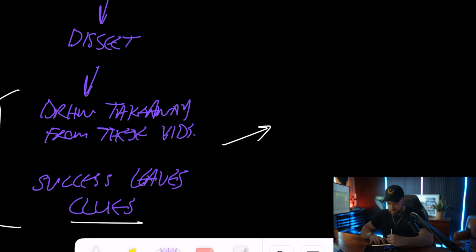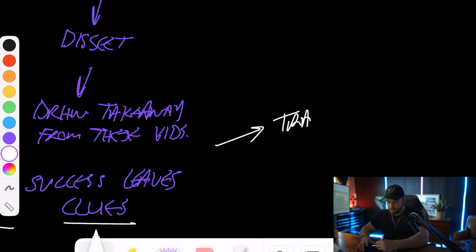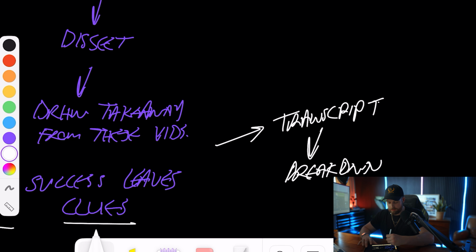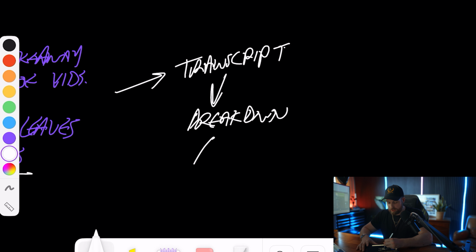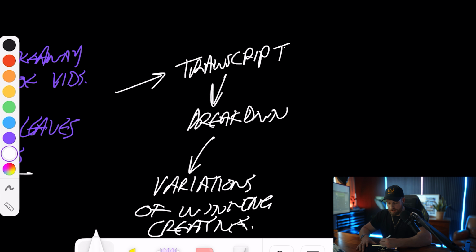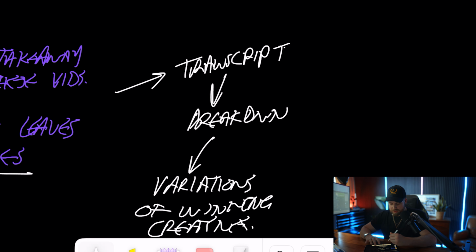Take the transcript and have Claude or ChatGPT break down what worked and what didn't, and then create some variations based off your conclusions of winning creatives. I want you to obsess over your creatives that have sales, because success leaves clues, and those creatives are the things that are going to help you get those indicators of success.